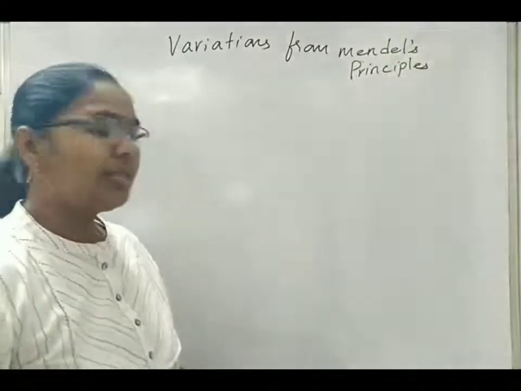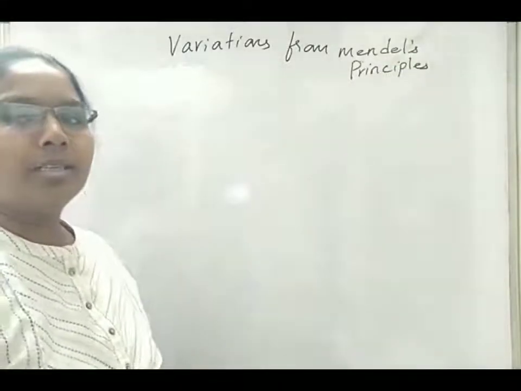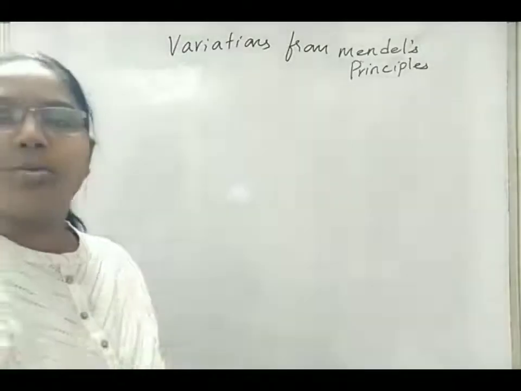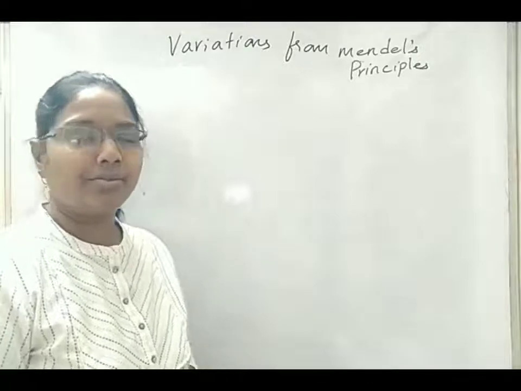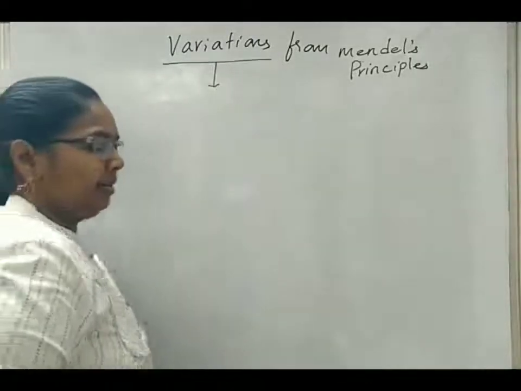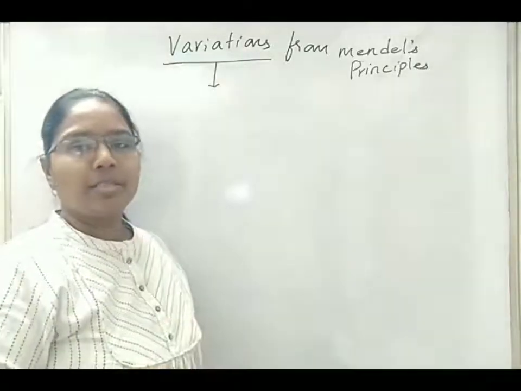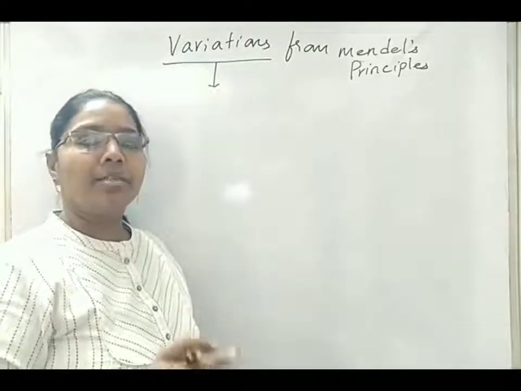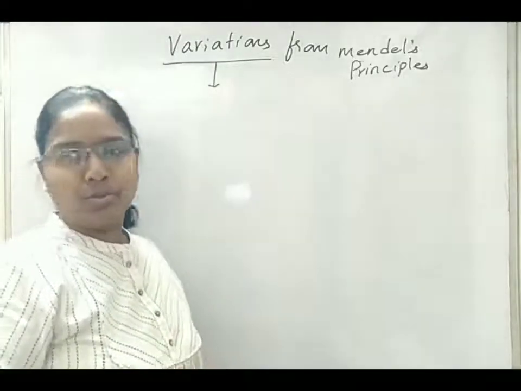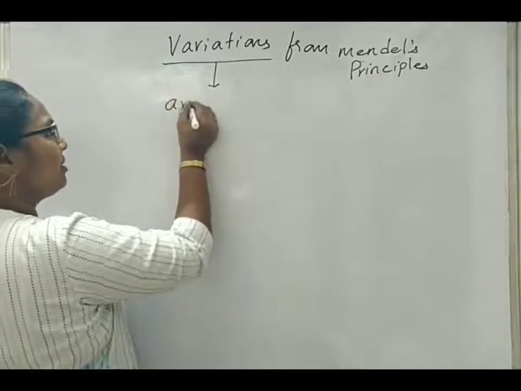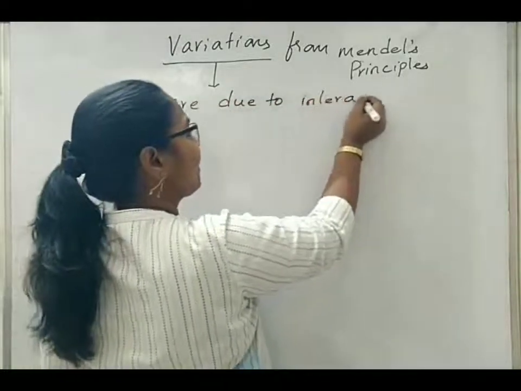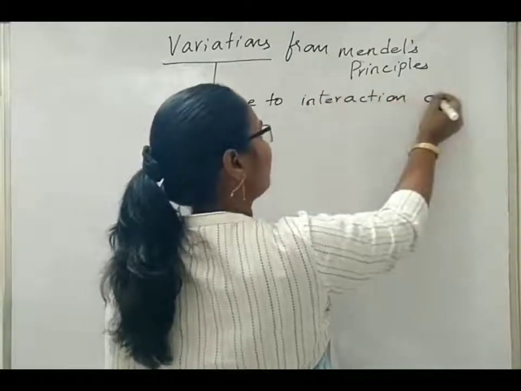We know that variations mean changes. What are the changes? They can be sudden, or the changes that are observed during the course of evolution. Now, these variations are observed based on the interaction of the genes, whether the genes are present on the same chromosome or between genes present on different chromosomes. So, variations are due to interaction of genes.